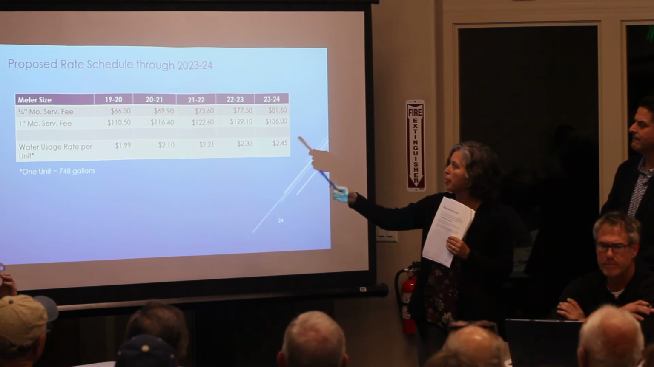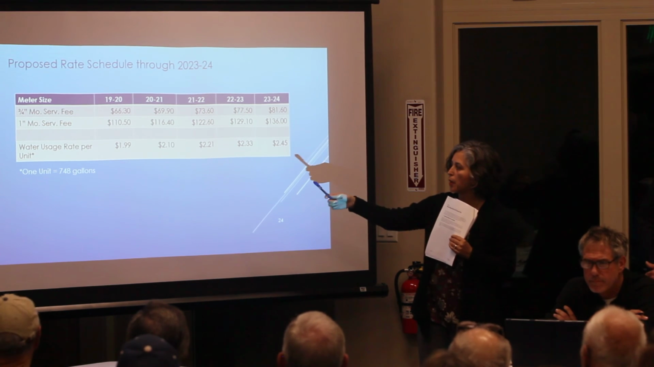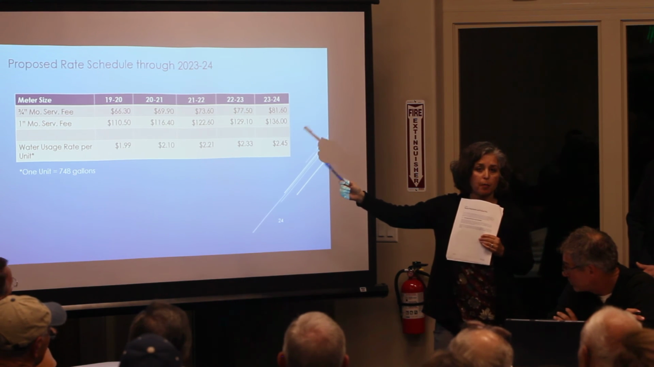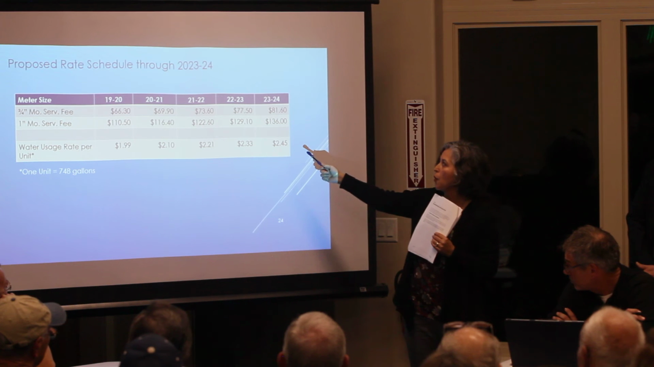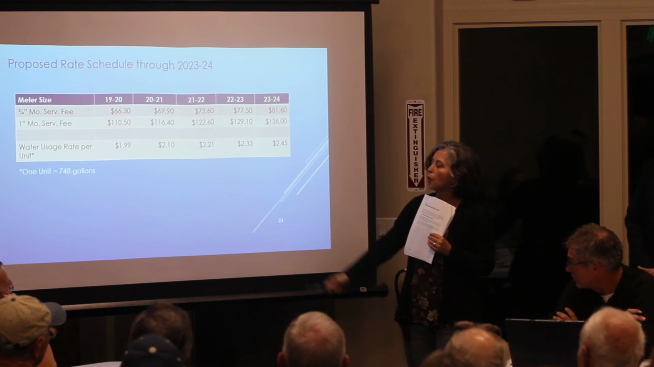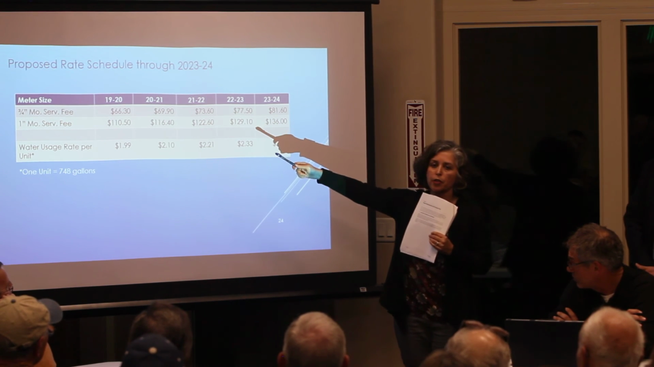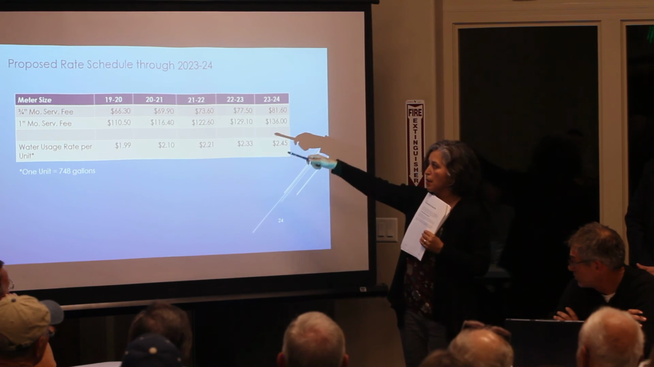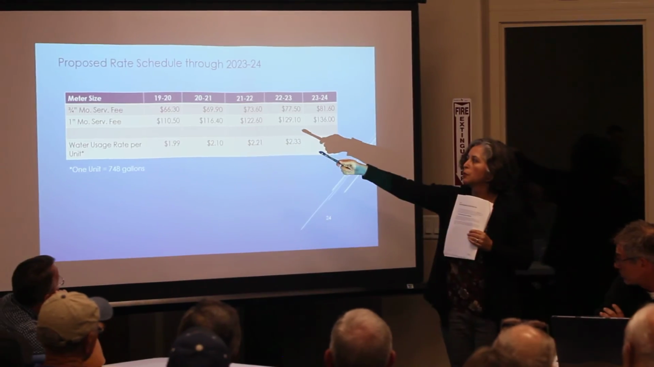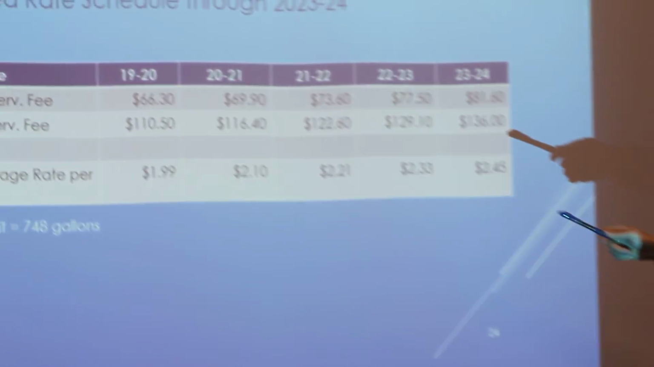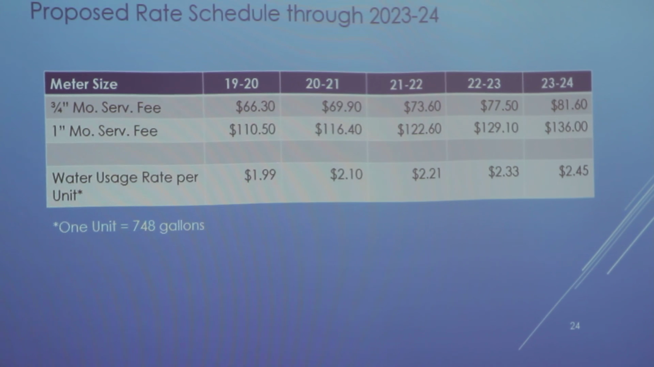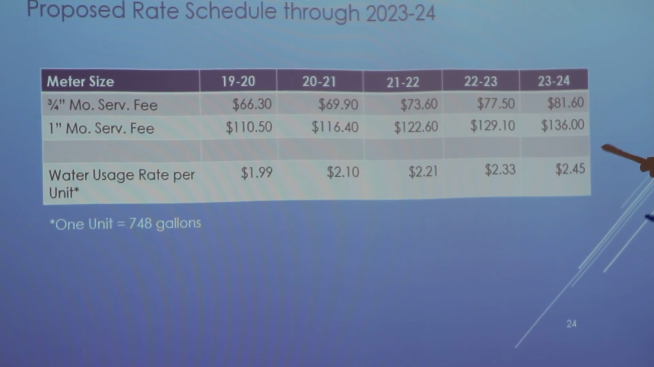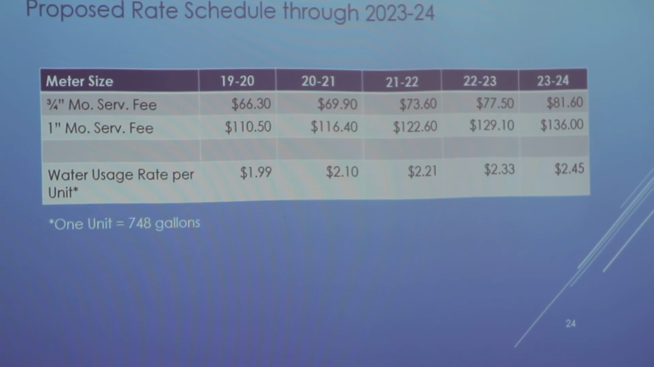Here is the projected rate schedule that was in the notice. If adopted, that would only be for half a year, and then going through 23-24. So going from $66.30 as the fixed fee up to $81 over the course of 5 years, 4.5 years really. And then for the 1 inch meter. And then the water usage rate also increasing.